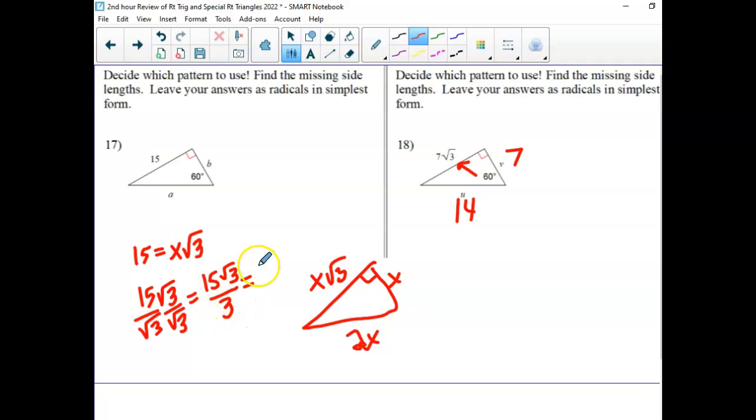The 15 and 3 can reduce to 5 square roots of 3. All right, where does that go on our picture again? Okay, 5 square roots of 3. And then what do you do once you have the short leg to get to the hypotenuse? Just double it. So what is that going to be if I multiply it by 2? 10 square roots of 3. Everybody okay?